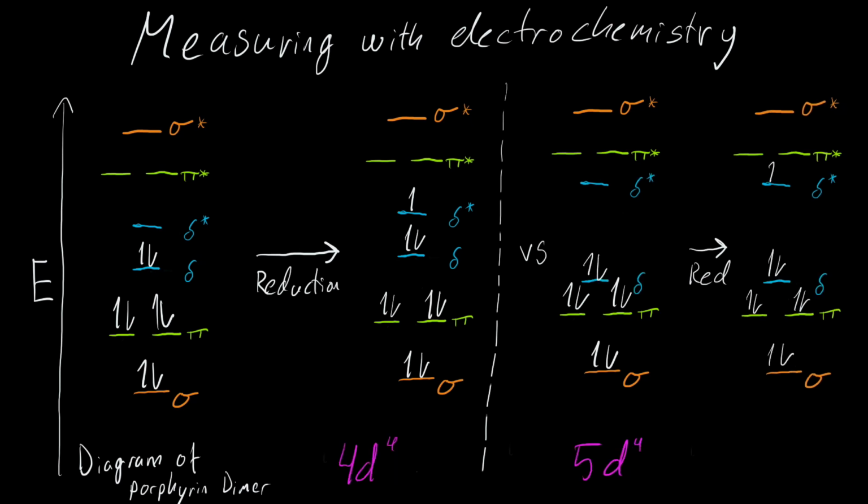Or we can measure the differences between 4d and 5d reduction potentials to figure out how strongly the 4d and 5d metals engage in delta bonding. While the 4d and 5d orbitals are the same size due to lanthanide contraction, you can still expect the 5d metals to engage in stronger delta bonds due to some relativity.